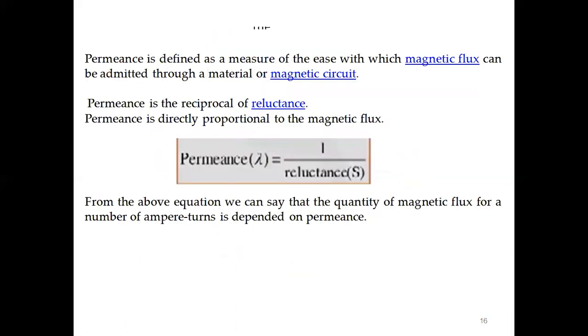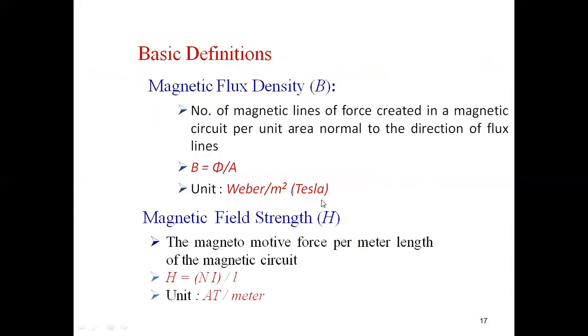Now, the next definition is permeance. Permeance is defined as a measure of ease with which magnetic flux can be admitted through a material or magnetic circuit. So permeance is simply the reciprocal of reluctance, 1 upon reluctance. So permeance is directly proportional to the magnetic flux. From the above equation, we can say that the quantity of magnetic flux for a number of ampere turns is dependent on permeance.